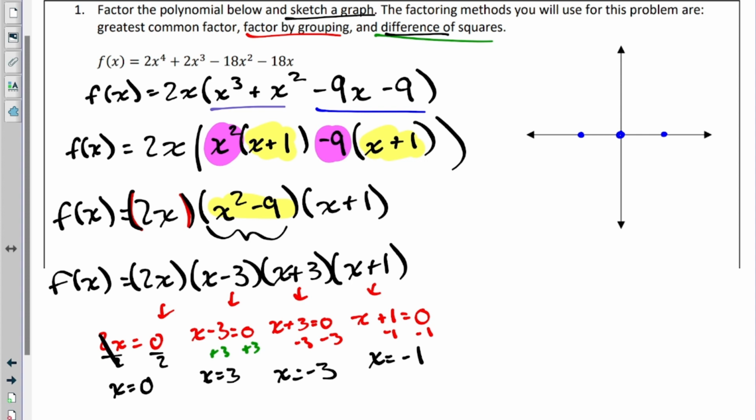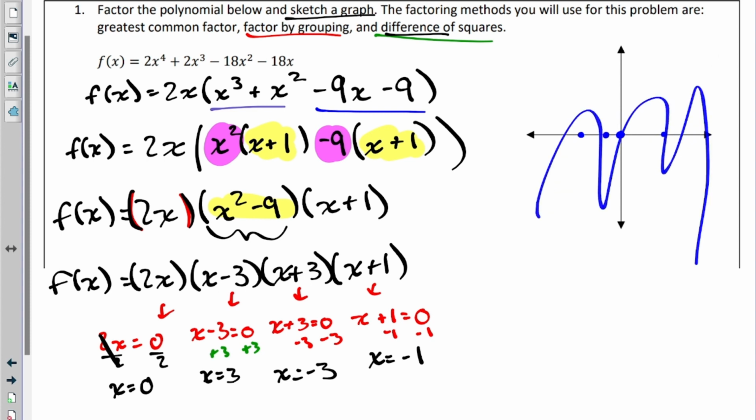So that means I have one, let's say, right there. Okay, so I know those are my x-intercepts. And so the last thing I have to check is which way can I draw my end behavior? Like, does the graph look like this? Does it look like that?